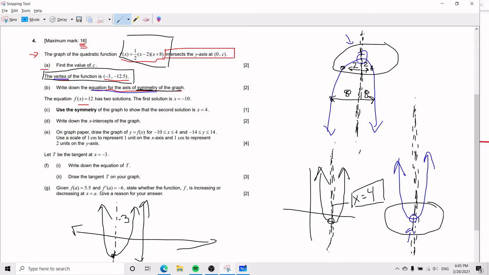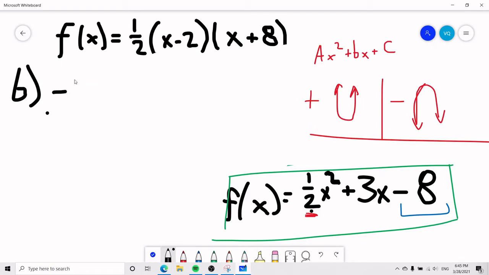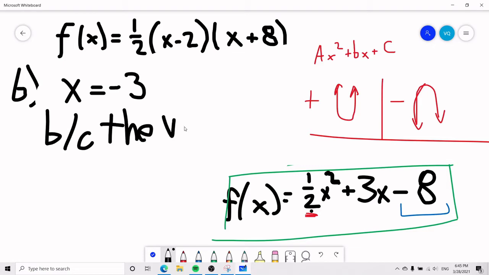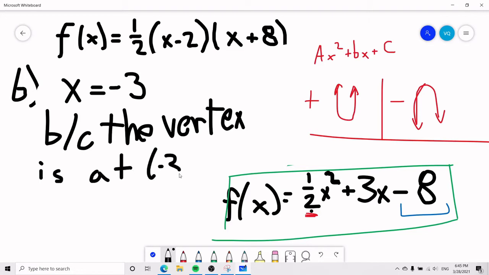So the equation for the axis of symmetry of the graph is simply going to be negative 3. Okay? More importantly, you have to say that it's x equals -3. And then you write a short explanation that it's because the vertex is at -3, comma, -12.5, right? So that is one way to do it.